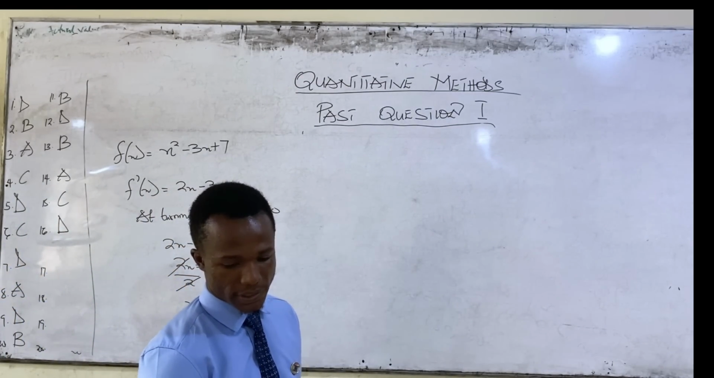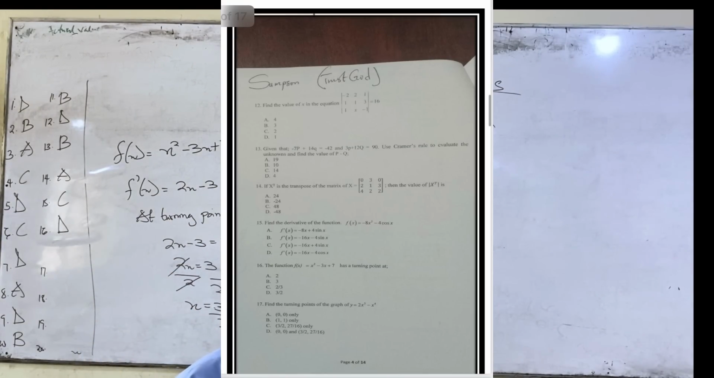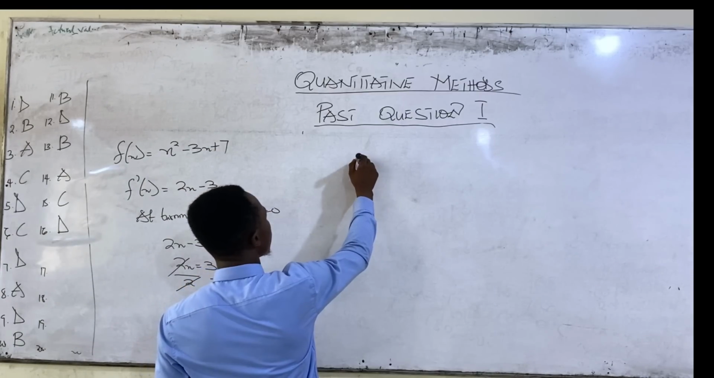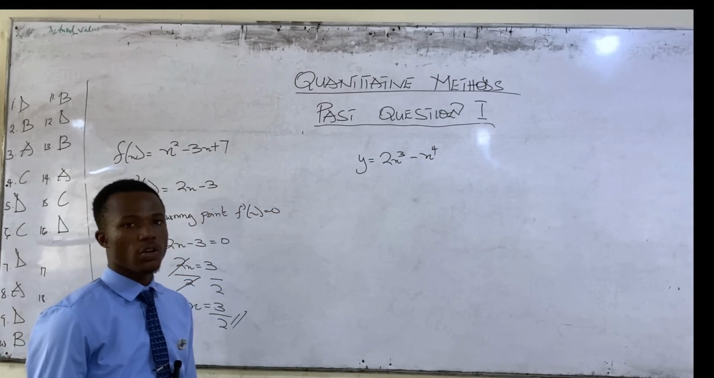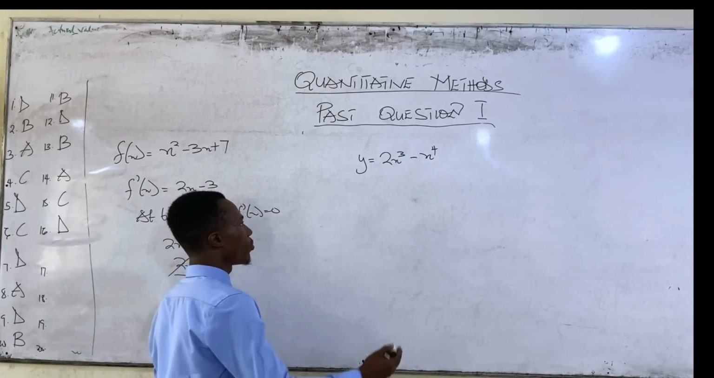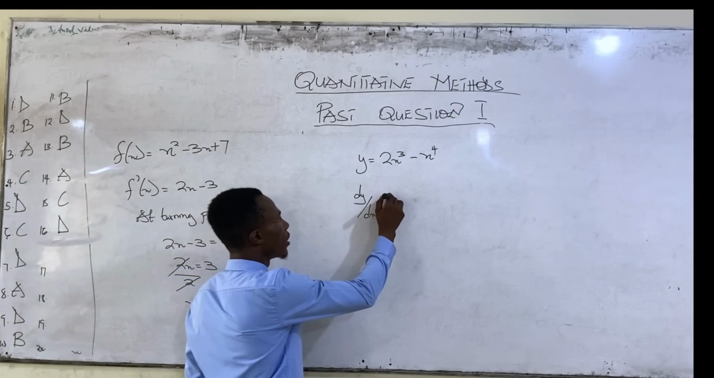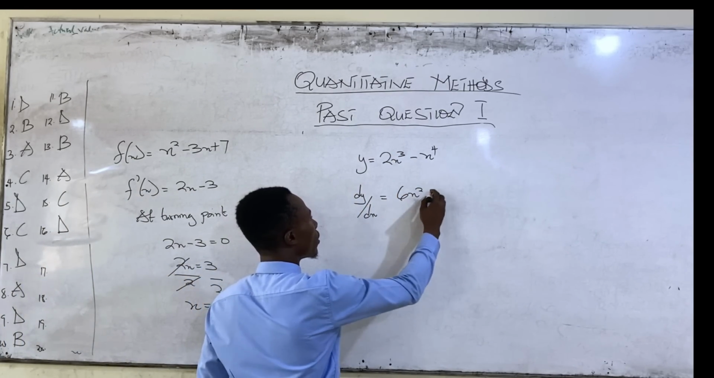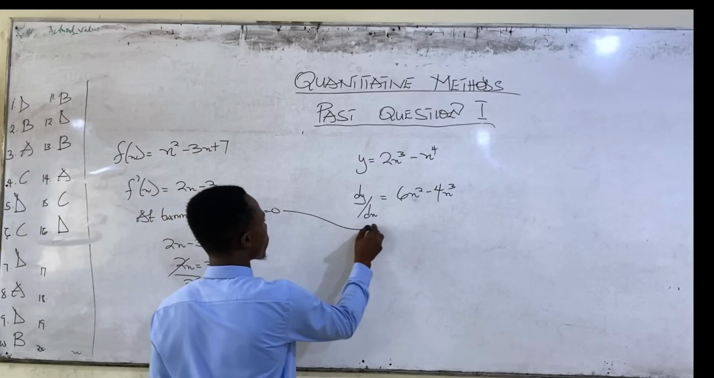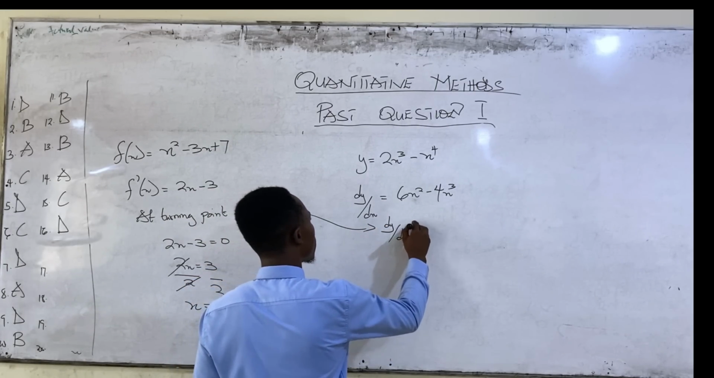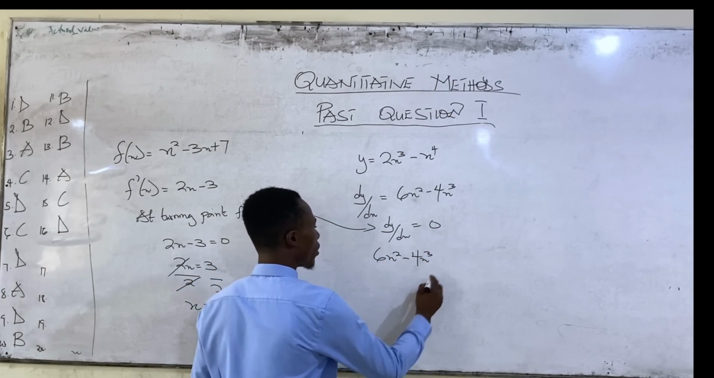Then let's look at question number 17. Find the turning point of the graph y equals 2x cubed minus x exponent 4. So y equals 2x cubed minus x exponent 4. Okay, so you are going to find the turning point of this. Now, if you want to find the turning point, you first differentiate it, so dy dx. dy dx is the same as f prime of x, don't forget. So 3 times 2 will give you 6x squared minus 4x exponent 3. Okay, and we are saying at the turning point, our dy dx is equal to 0. Okay, so we have 6x squared minus 4x exponent 3 equal to 0.